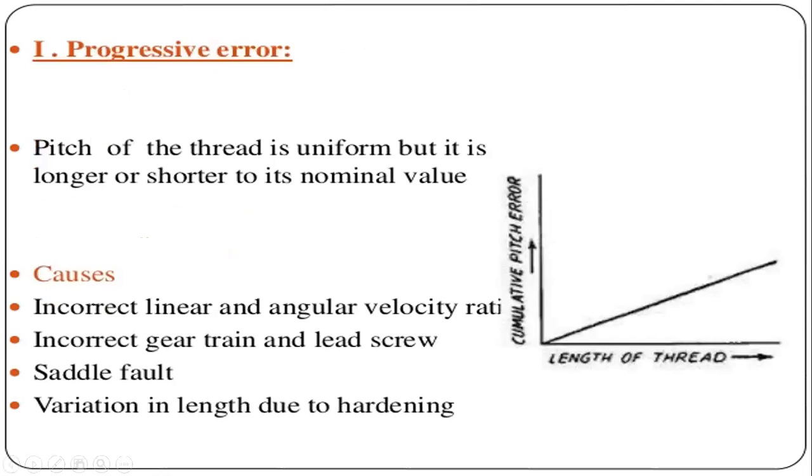Let's go to the first one, the progressive error. In this type of error, the pitch of the thread is uniform, but it is longer or shorter than its nominal size. So it is generally longer or shorter than its nominal size.